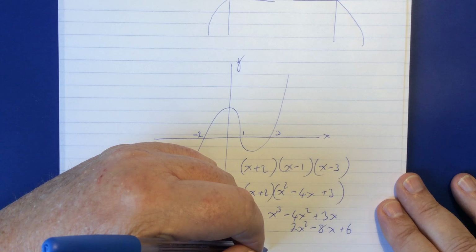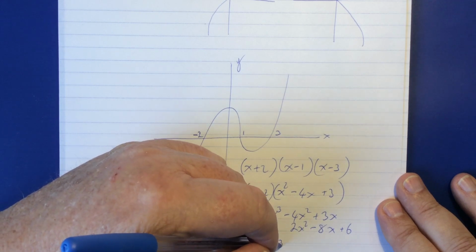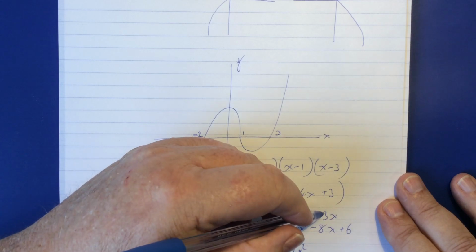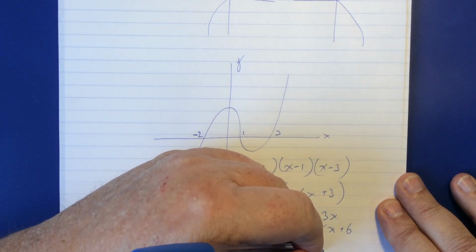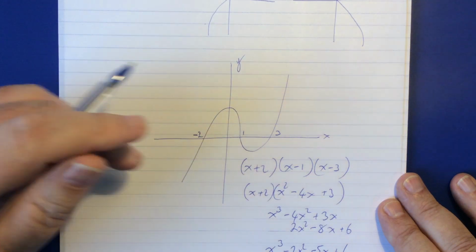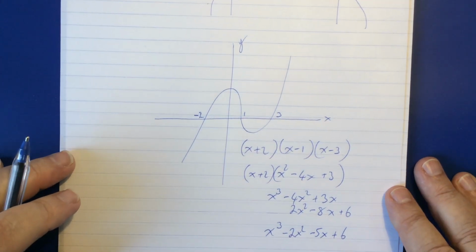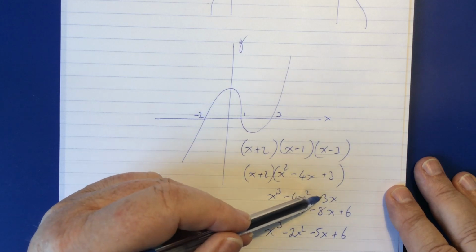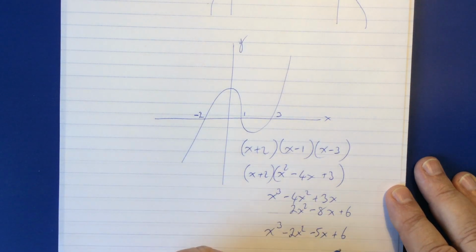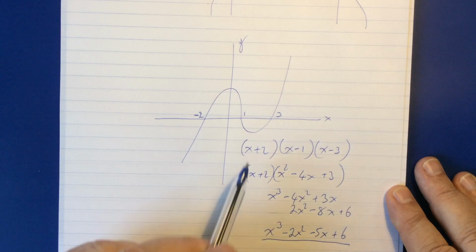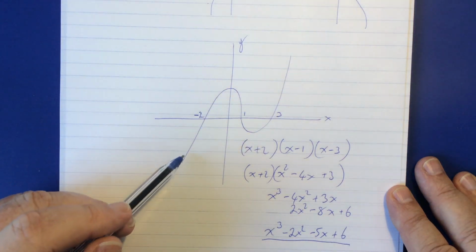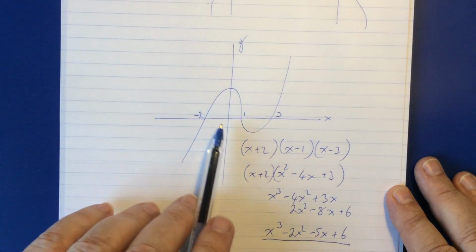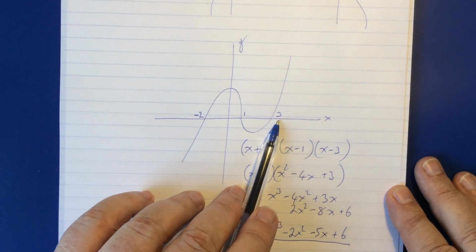And then I can add those. And I've got x cubed minus 2x squared minus 5x plus 6. Sorry, I hope you can see that now. x cubed minus 2x squared minus 5x plus 6. And that is the equation of this cubic graph. And I've worked that up from the factors that I knew.